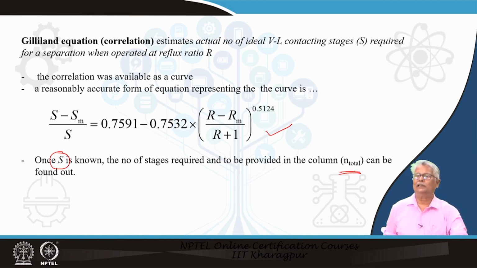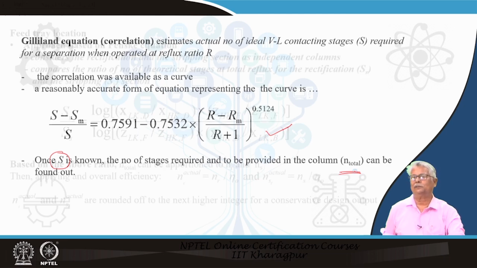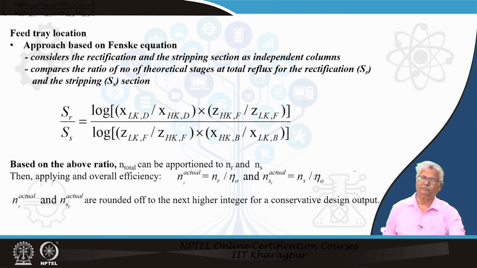Now, quite naturally, if I have to ask for the column design finally, I have to specify the location of the feed. That means, the number of trays which appear in the stripping section and the number of trays that appear in the rectification section. This can be done in two ways.